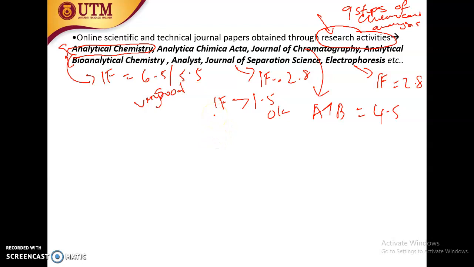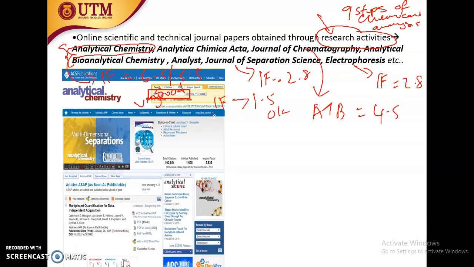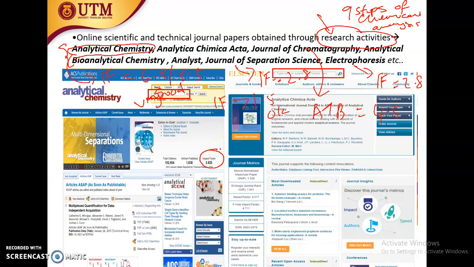Okay, you can find this. This is an example of the Analytical Chemistry website. Where is the impact factor? This is the impact factor, 5.825, in I don't know, this is in 2014, and now maybe it increased up to 6.5. It increases or decreases every year. This is the example for Analytica Chimica Acta, ACA. The impact factor over here is this one.